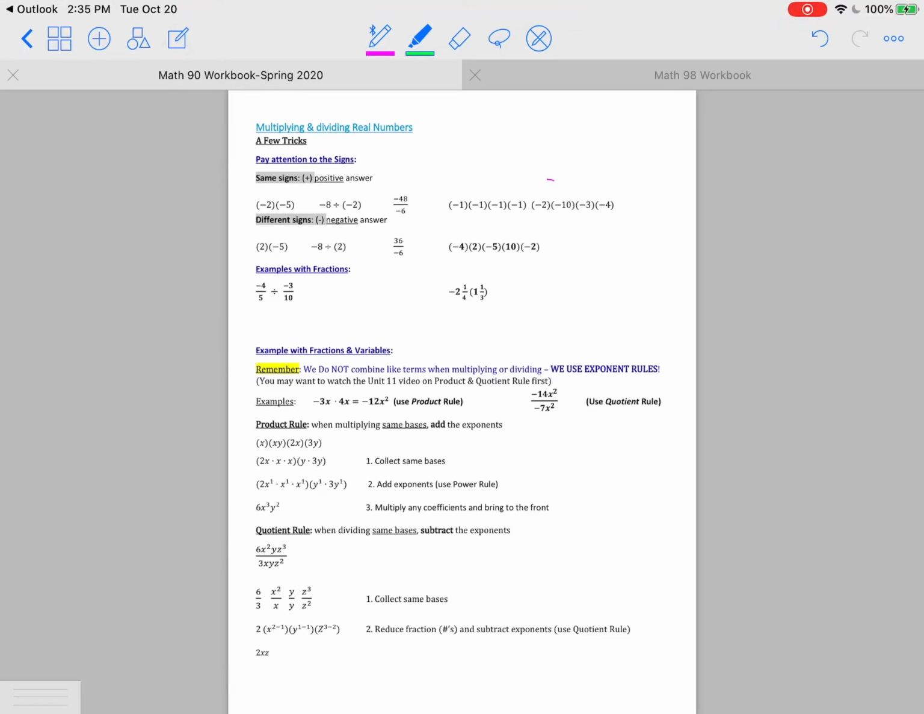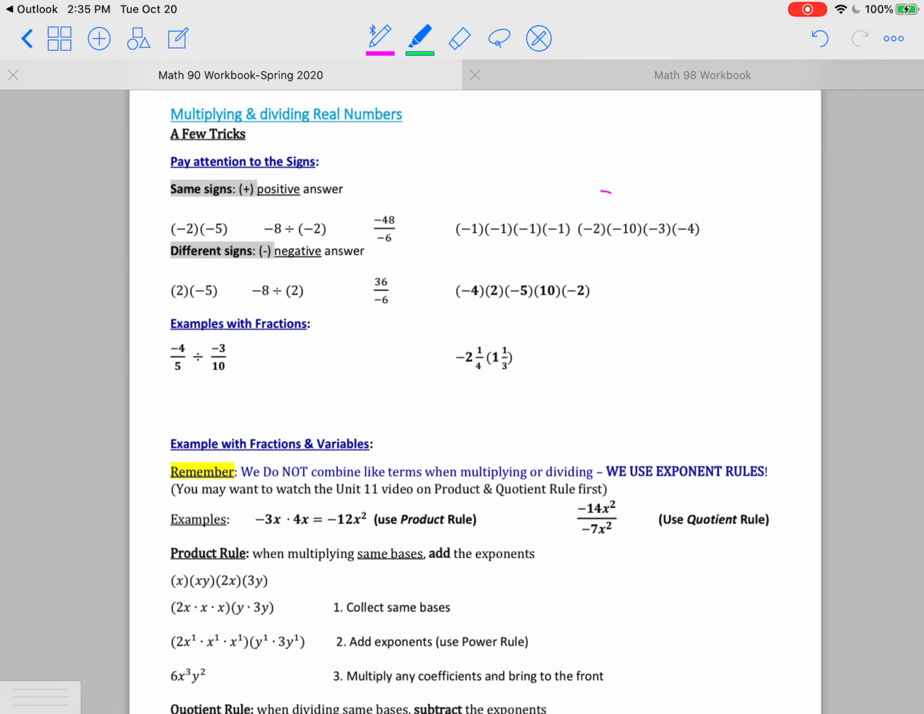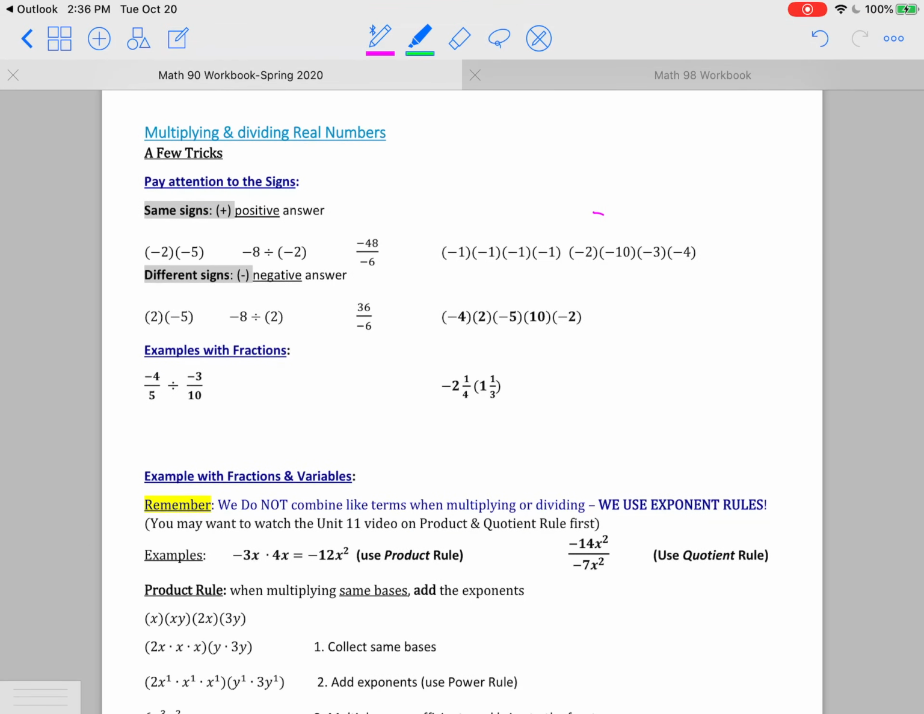Hello, we are back again, and this time we are going to be talking about multiplying and dividing real numbers. All right, so let's take a look at a few tricks first that I wanted to share with you. In general, multiplying and dividing real numbers tends to be easier than adding and subtracting.